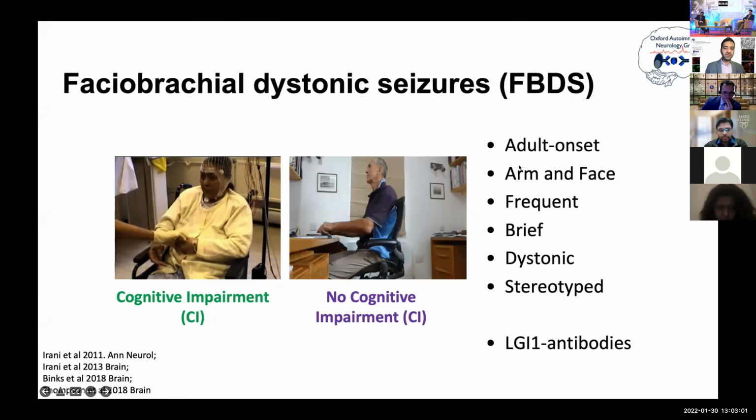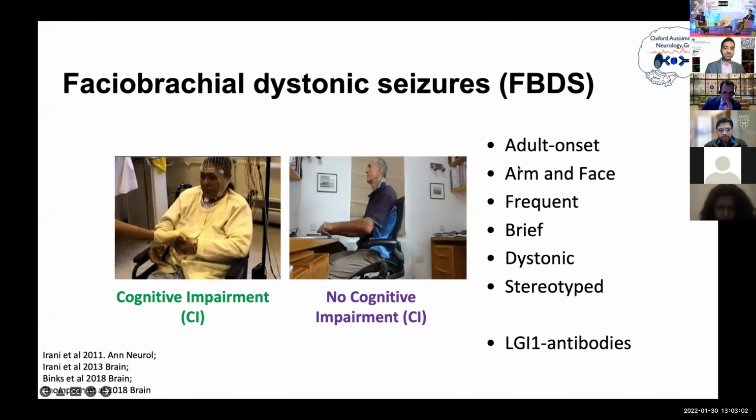And again, you'll see this was adult onset. This affects the arm and the face. You'll agree that it was frequent, it was brief, and there was this posturing element to it. So it wasn't myoclonic, it wasn't as quick as myoclonus. I would call them more dystonic, and they're very stereotyped episodes.